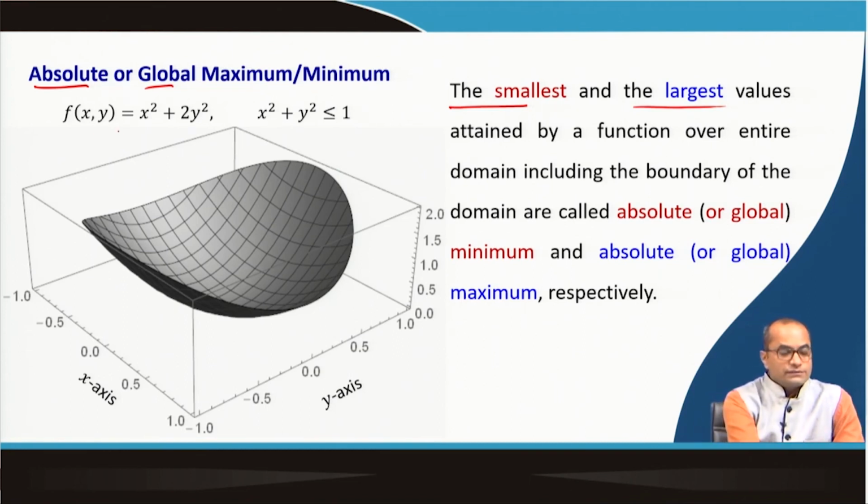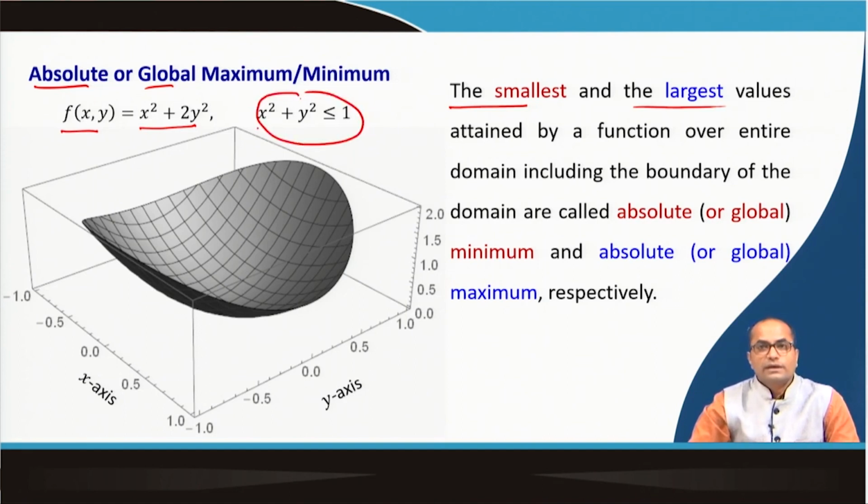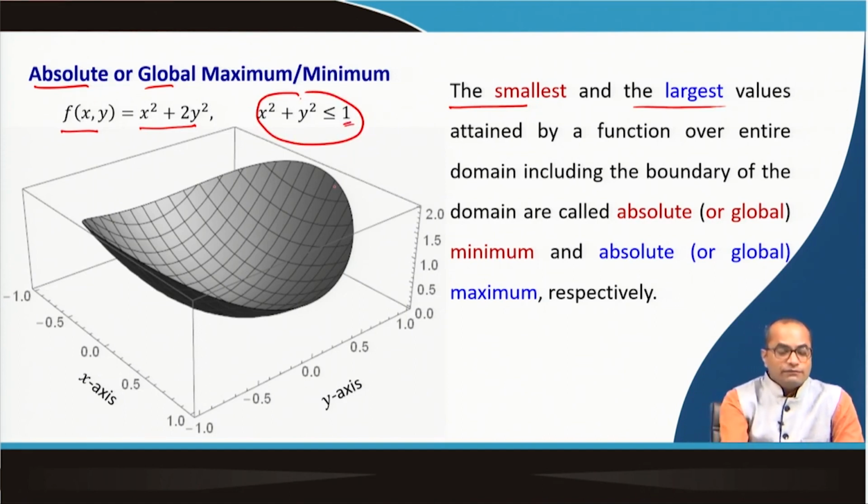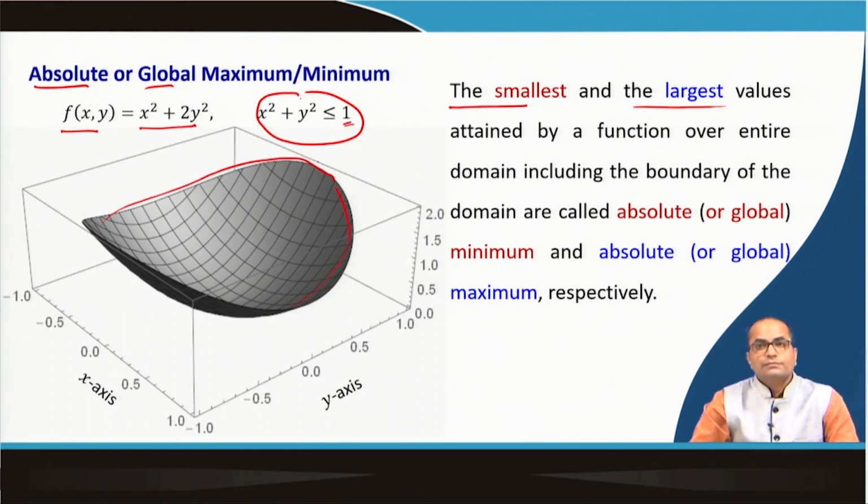So, if for instance, we have the surface here f x y is equal to x square plus 2 y square, and this is the domain here, x square plus y square less than or equal to 1. So, the boundary is included in the domain. Then we have to also search whether the maximum is attained on the boundary or not.